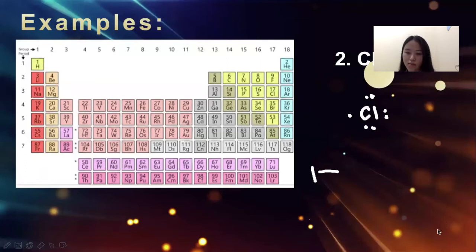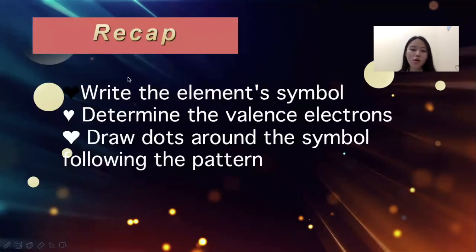So now, let's recap the Lewis dot symbol. First, how to do the Lewis dot symbol: you have to write the element symbol, then determine the valence electrons, and last but not least, draw dots around the symbol following the pattern.